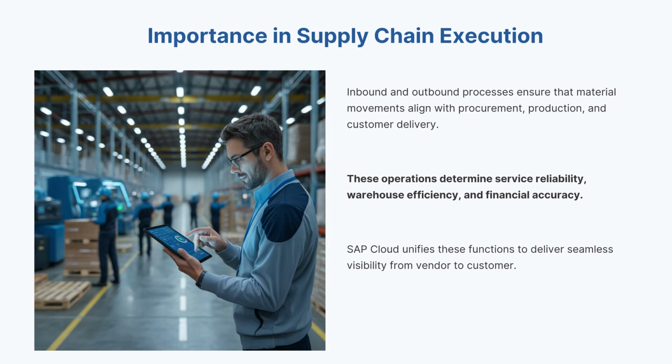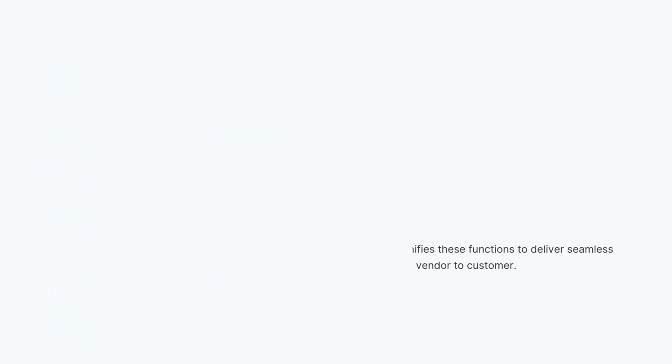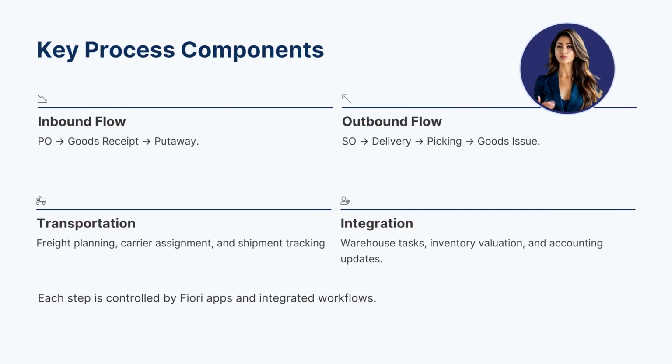Importance in supply chain execution: inbound and outbound operations are where supply chain planning becomes reality. Accurate, timely goods receipt ensures production continuity, while efficient outbound delivery ensures on-time customer shipments. SAP Cloud unites these operations to provide complete visibility from vendor receipt to customer delivery, reducing manual effort and improving performance.